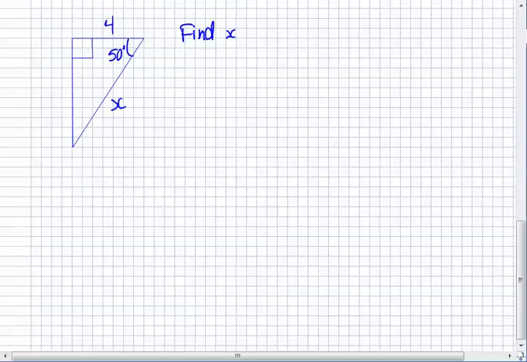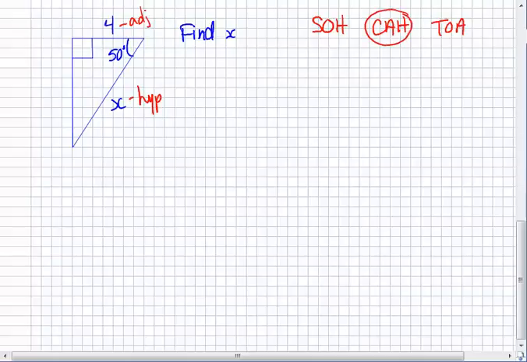I'm just going to have you pause the video here. I want you to try to write a ratio involving 50 degrees, the 4, and the x. Ask yourself, what side is the 4? What side is the x? Which ratio are you going to use? You have 3 seconds. Well, the 50-degree angle is right next to the 4, so the 4 is the adjacent side. And the x is obviously the hypotenuse. So adjacent and hypotenuse, if we go back to our SOHCAHTOA, means cosine. So you're going to write the cosine of 50 is equal to the adjacent side over x.